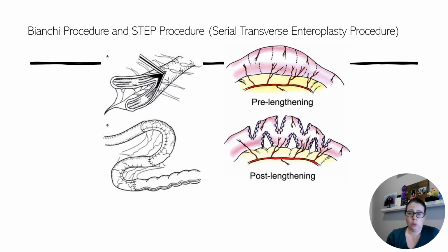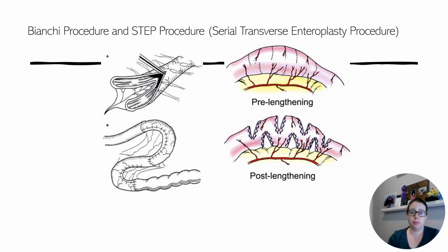So now this is kind of cool. If you have a dilated loop of bowel along with your short bowel syndrome, they can lengthen it to try to make up for some of that lost bowel. So they can do a Bianchi procedure or a step procedure. In the Bianchi, they take that dilated bowel and they split it into two, and will create a double length, smaller diameter tube to reconnect to the existing intestine.